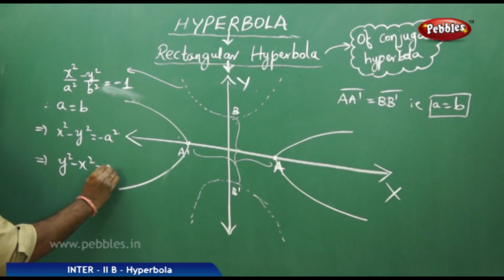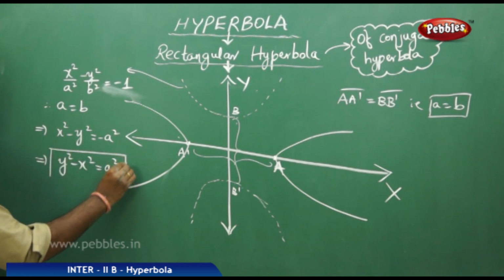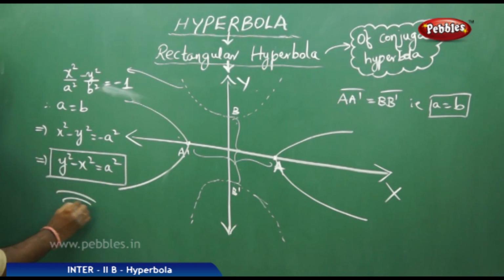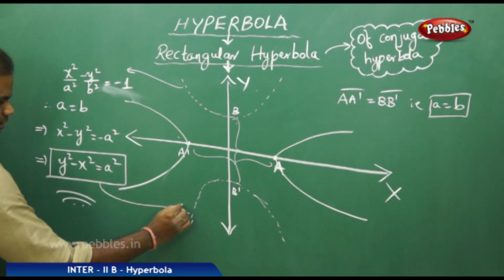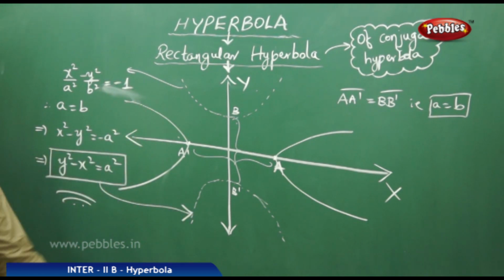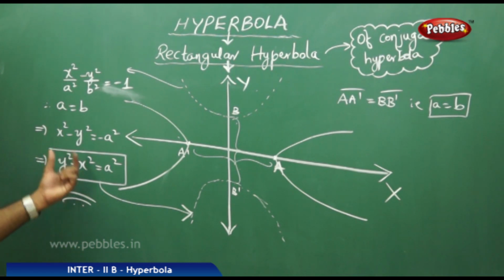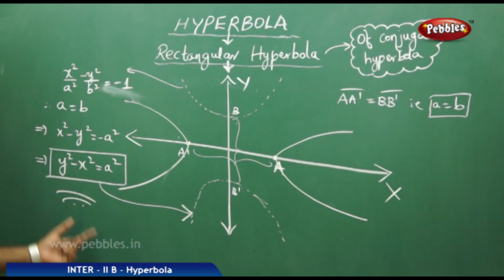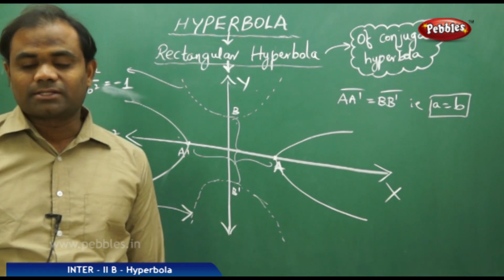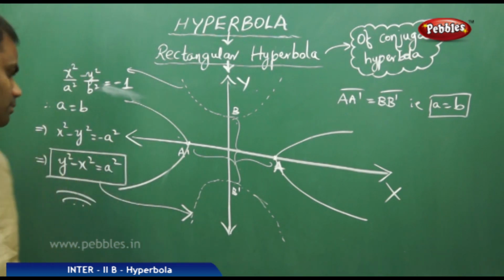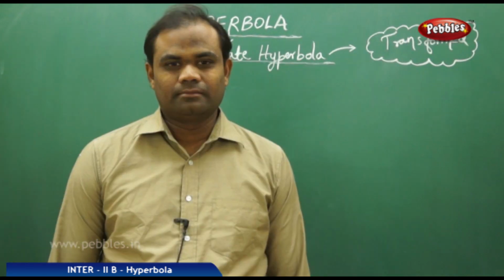That implies y squared minus x squared equal to a squared is the equation of the rectangular hyperbola which is the conjugate of the original hyperbola. So the equation of the rectangular hyperbola of a conjugate hyperbola is y squared minus x squared equal to a squared, as can be seen here.